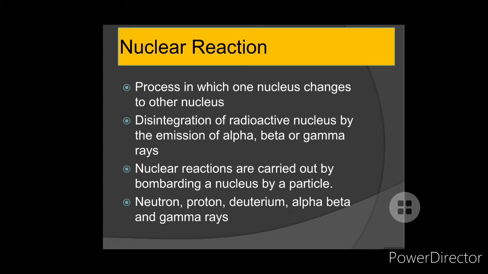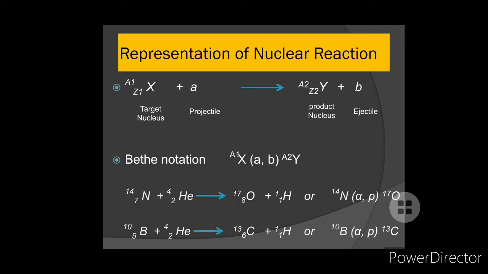The disintegration of a radioactive nucleus by the emission of alpha, beta or gamma rays is an example of nuclear reactions. Nuclear reactions are carried out by bombarding a nucleus, called the target nucleus, with a particle called the projectile. As projectiles in nuclear reactions, neutrons, protons, deuterium, alpha particles, beta particles, as well as gamma rays are used.